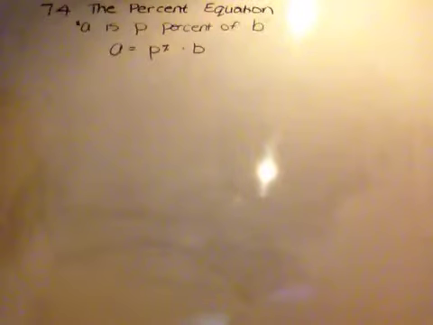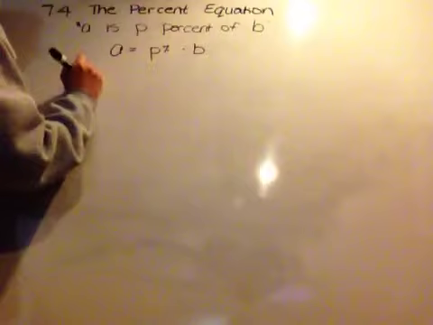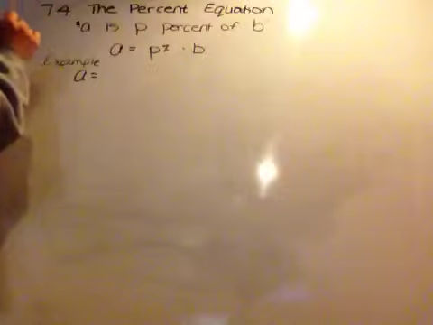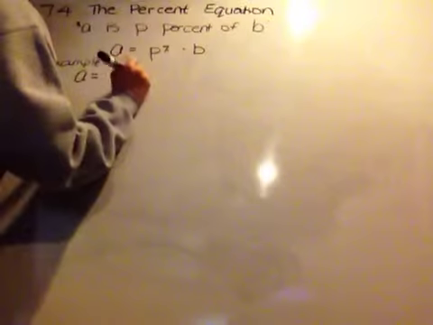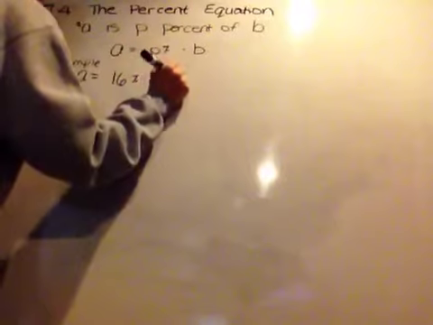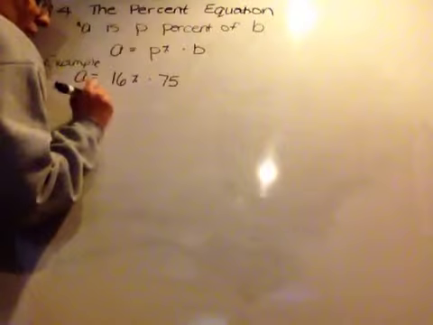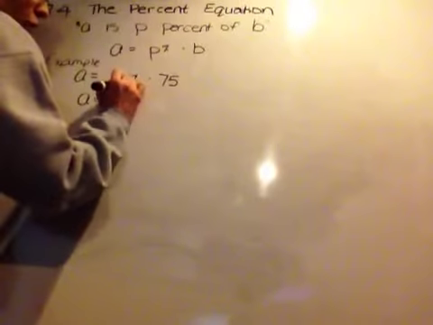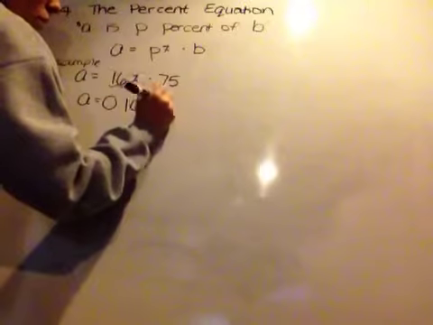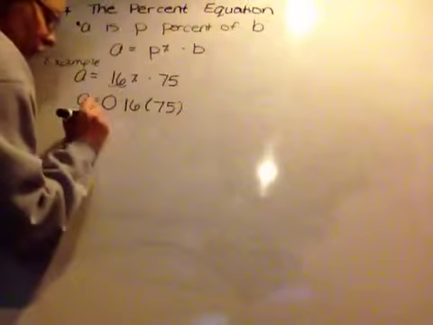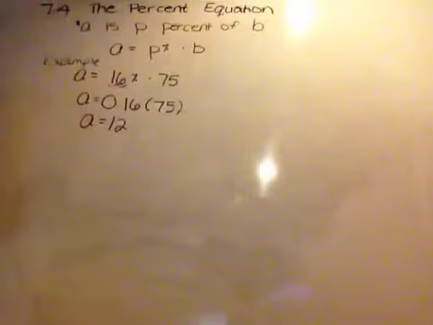And then A is a part of the base, B is the base, and P is the percent. So using the percent equation to answer the question, we want to know what number is 16% of 75. That's your equals, you're solving for A. So 16% times 75. We're going to change 16% into a decimal by moving our decimal point over 2 places to the left. And then we do 0.16 times 75, and we get 12. So 12 is 16% of 75.